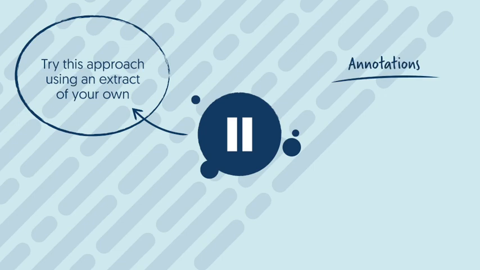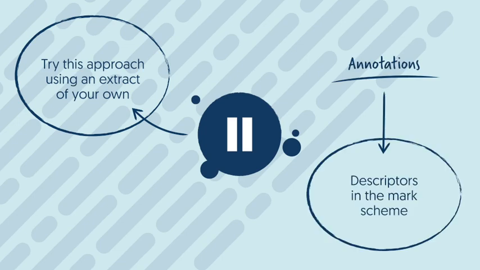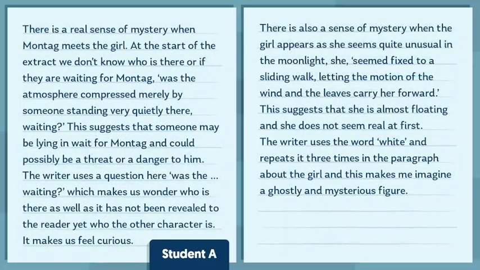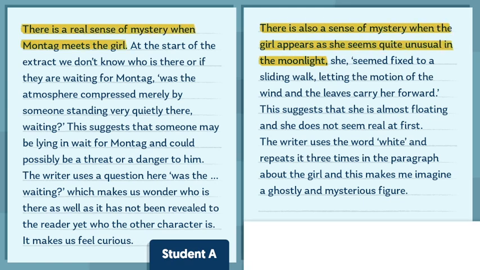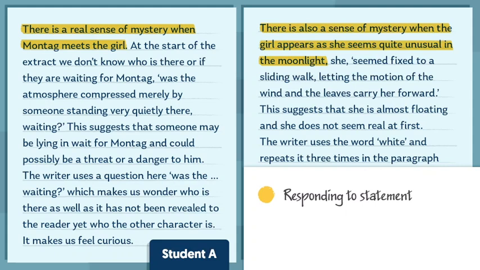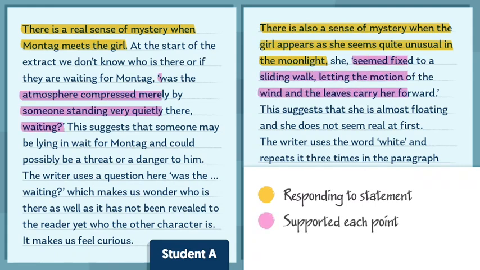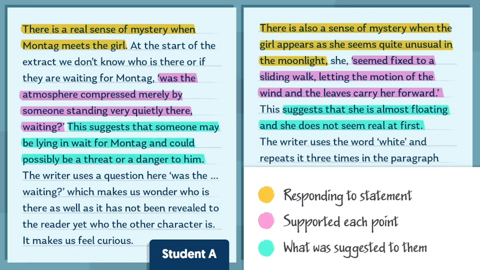Once you have your annotations in place, you should be able to hit all of the descriptors in the mark scheme. So let's take a look at how Student A used those parts of the source to answer the question. Remember, this is just part of their response. Press pause now to give yourself time to read it through, and press play again when you're ready. Take a look at these sections of the answer. Can you see here how the student is responding to the statement with their ideas about Montag meeting the girl? They've supported each point with a part of the text they've highlighted and added in what was suggested to them. This is showing very clear and sensible comprehension skill.